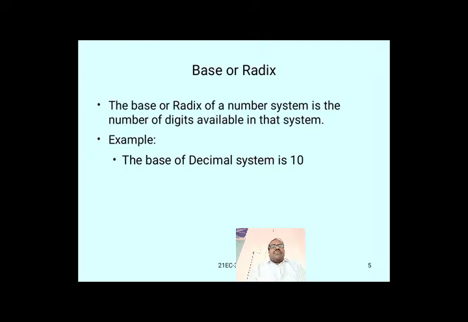First of all, one example I have given here. The base of decimal system is 10. That means in decimal system it is having 10 digits. Next, another example is there. The base of binary system is 2. That means binary system consists of 2 numbers only.